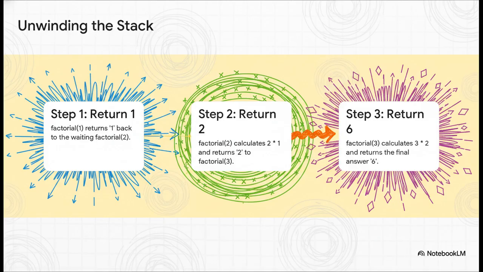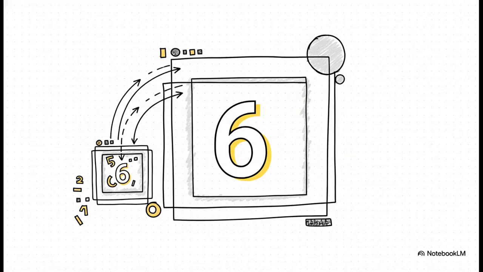And finally, factorial 3 gets the piece it's been waiting for all this time. It calculates 3 times that 2, and it returns the final result back to our main program. And what's that final result? 6. Exactly right. The answer was built piece by piece as the chain of calls resolved itself, all the way back up to the top.